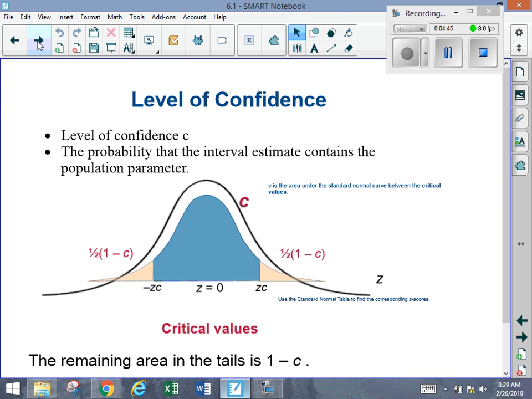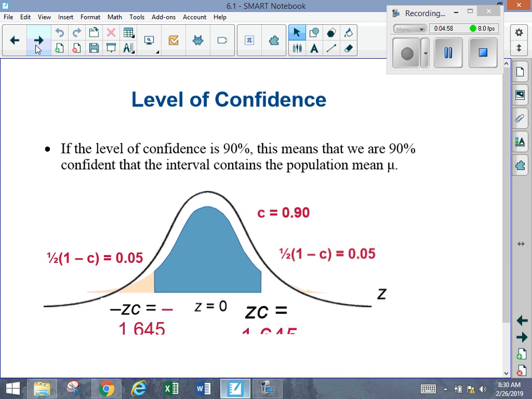This is an interesting way to look at it. I'm going to show you a different way. It's much simpler than that. We're going to simplify it quite a bit. So if we're looking for a level of confidence of 90%, right, we're 90% confident that the interval contains the population mean mu.